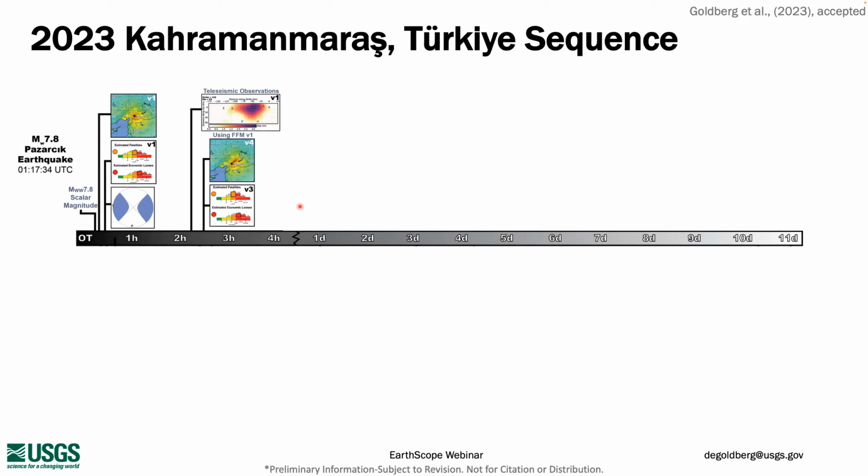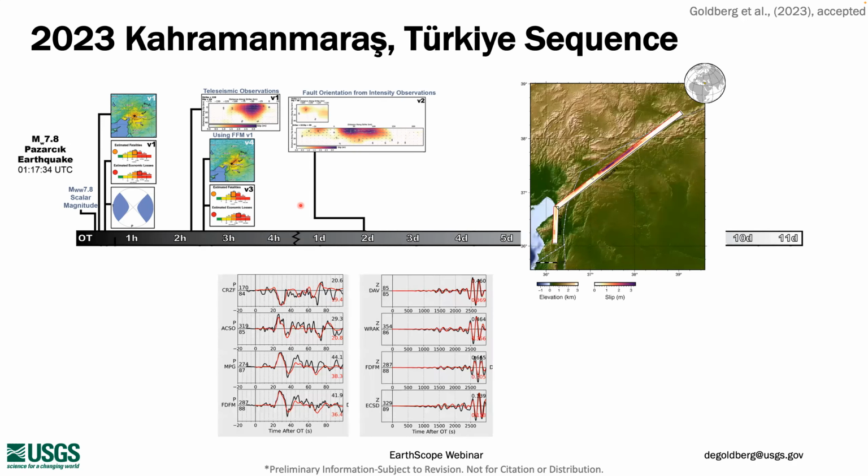And in the first day afterward, we were able to get information about strong earthquake shaking to the southwest of where our fault rupture was. So we put out an updated model that had two fault segments and tried to sort of track where we were seeing these higher intensity observations. So you can see our attempt here.